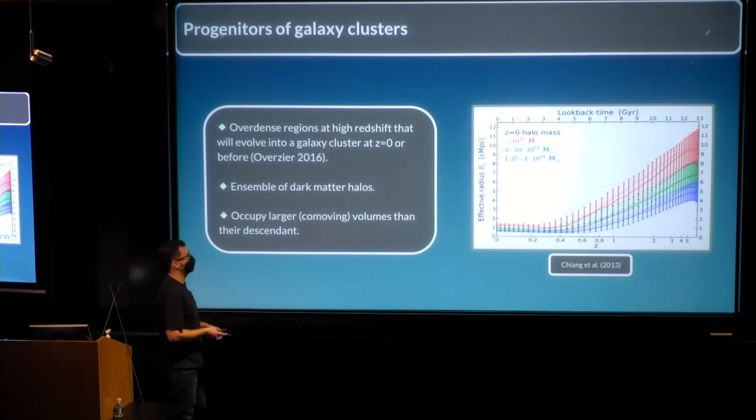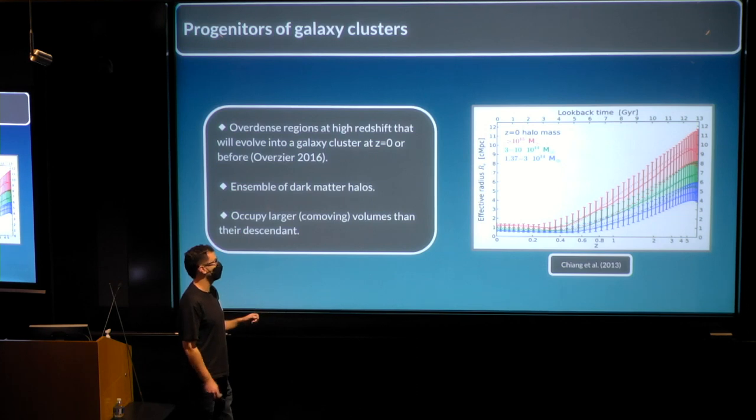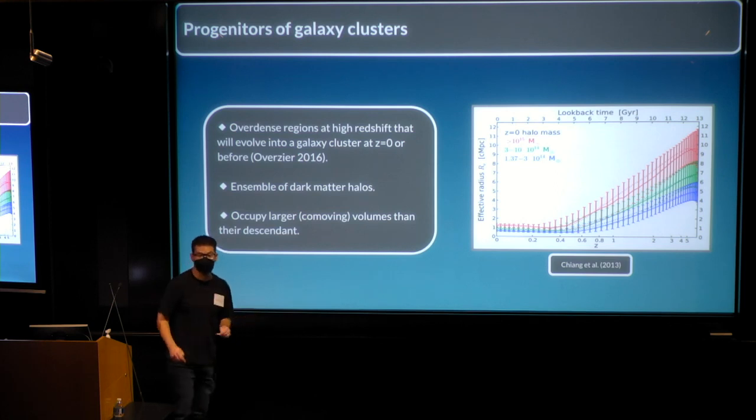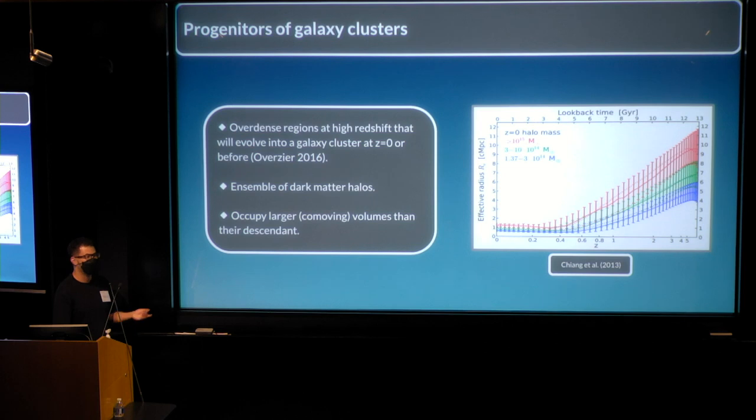Here we have a measure of the sizes of protoclusters, I mean the radius, and we can see that at redshift 2, those protoclusters can have a size of about 8 co-moving megaparsecs. So they're pretty big structures. For example, clusters at redshift 0 have a size of about 1 co-moving megaparsec.